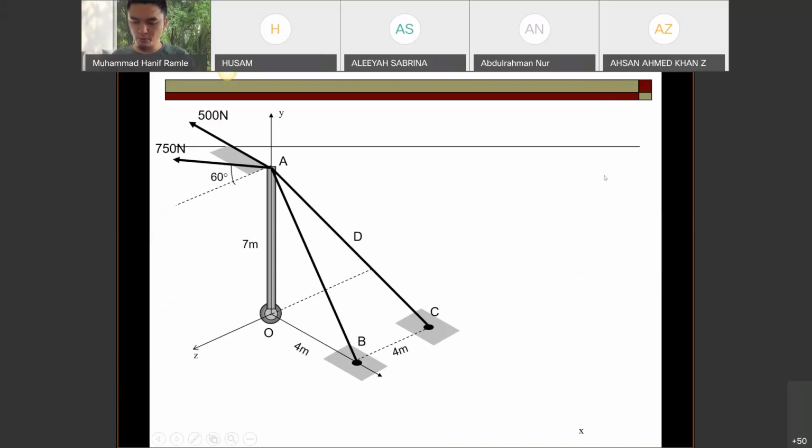So draw the geometry of OA first. This is your ball and this is the rod. Sorry, let me redraw it again.